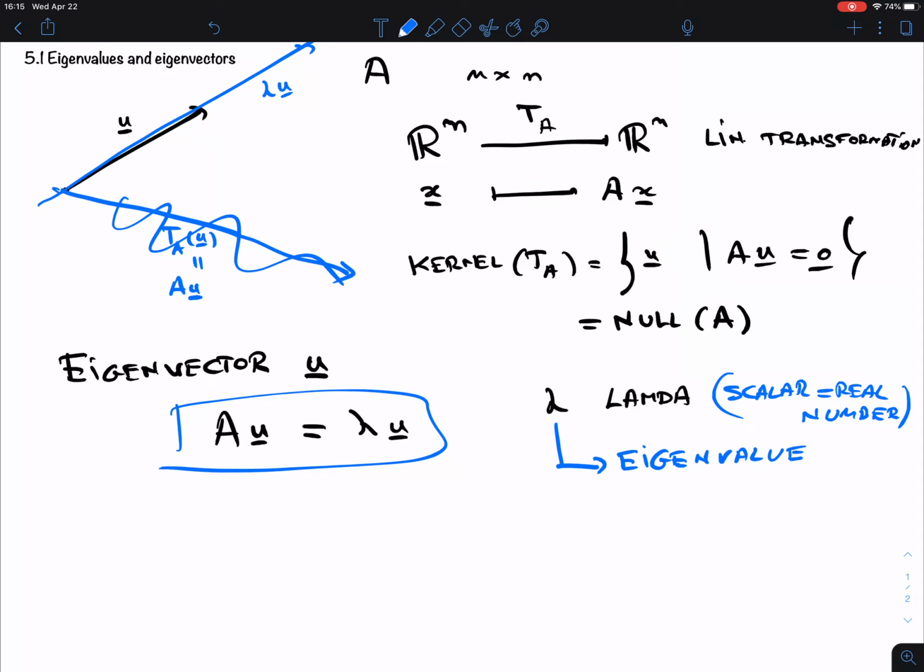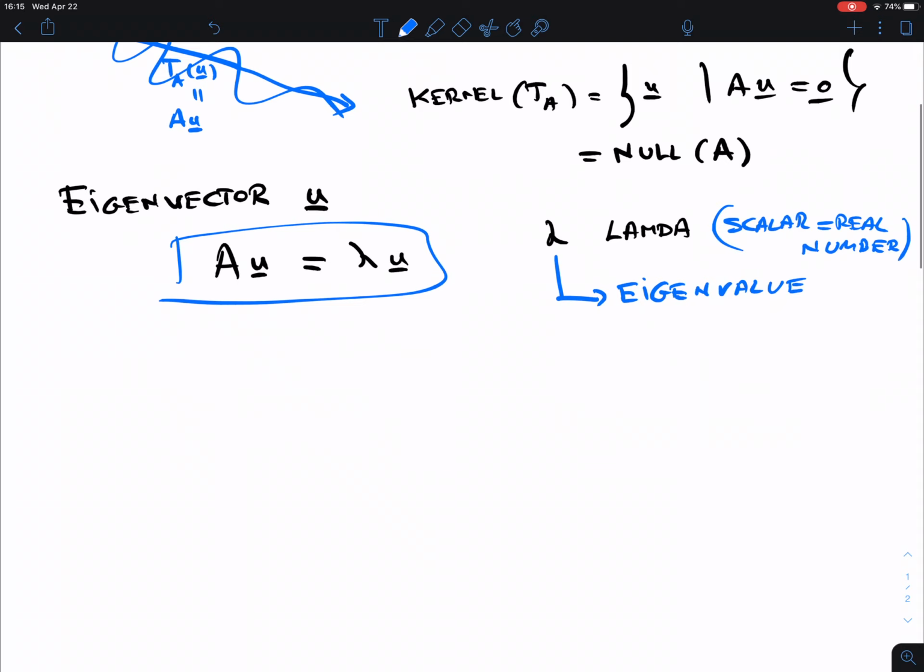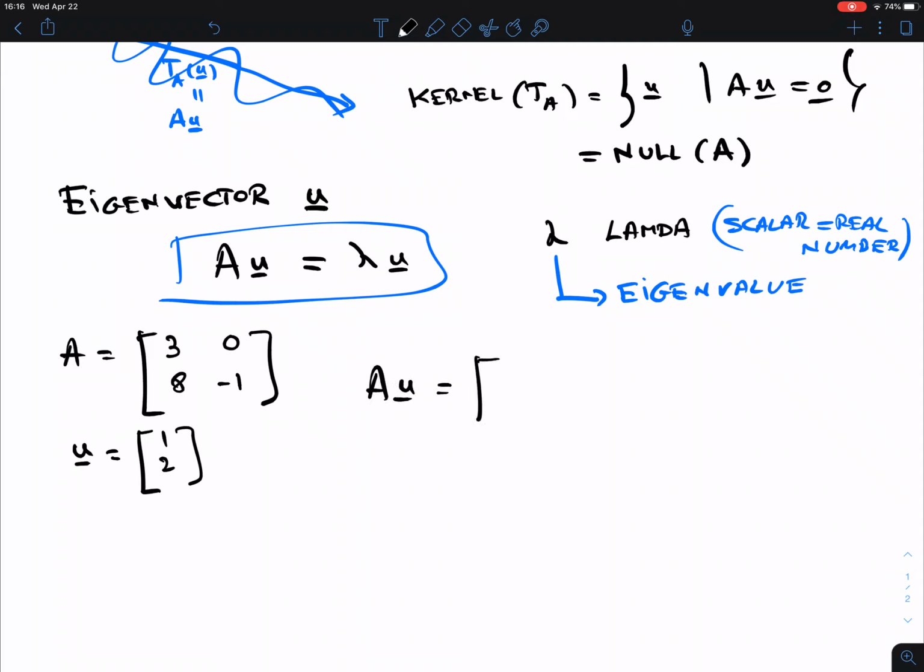Let's look first at an example before we move on. We take the matrix A, which is 3, 0, 8, negative 1, and I claim that the vector u, which I'm going to write as a column vector, 1, 2, is an eigenvector. How do we verify that? What we have to calculate is Au. That is the matrix 3, 0, 8, negative 1 times the vector 1, 2. This is what?